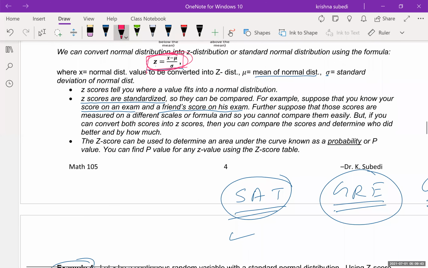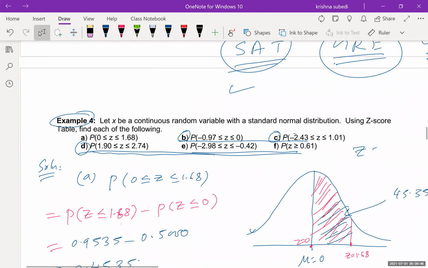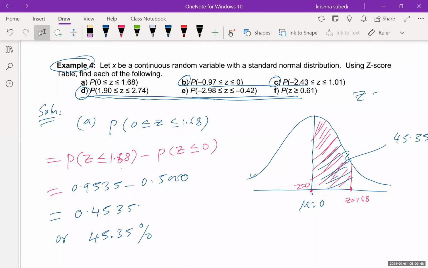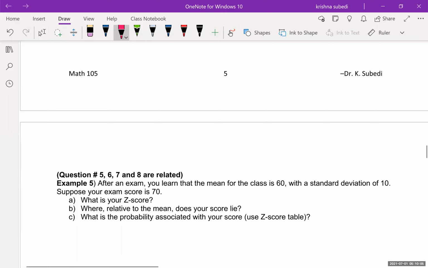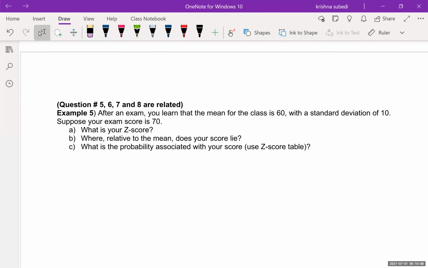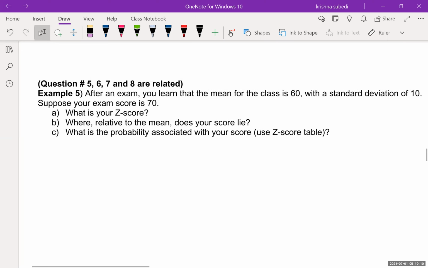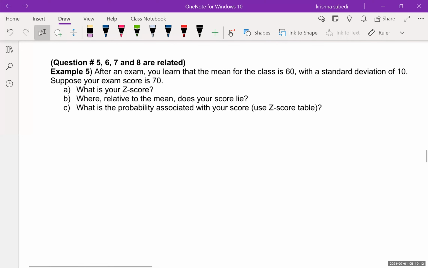And then we did example 4, and we learned how to find the area when the Z value is given. In other words, how to find the probability when the Z value is given using the Z table. That's what we did last class. Today, a little bit of an application of this concept. How can we solve real world problems using the concept that we learned in our previous class?